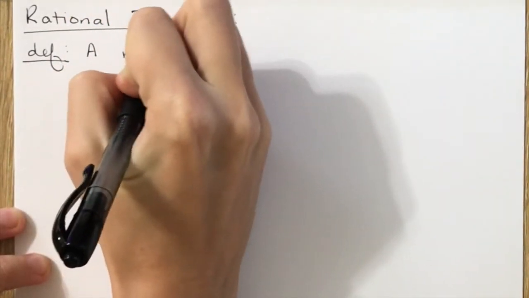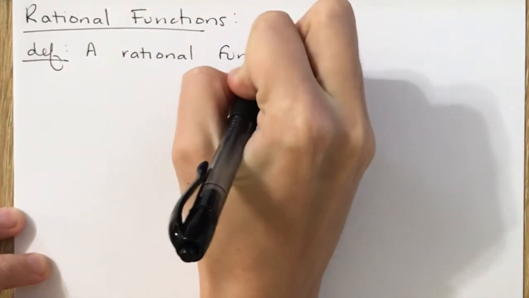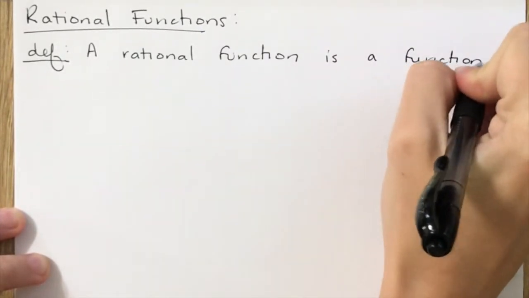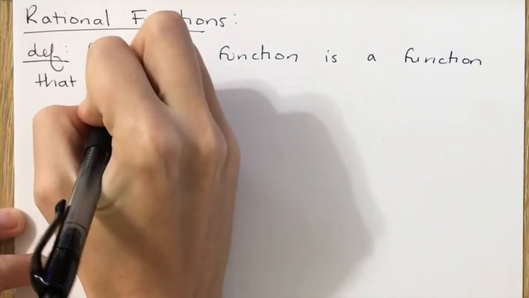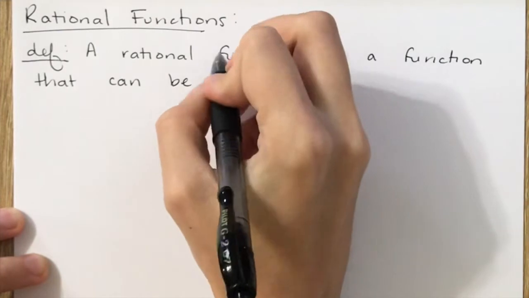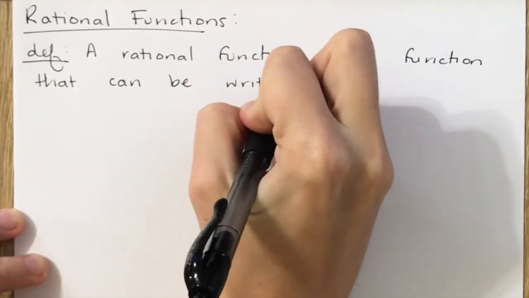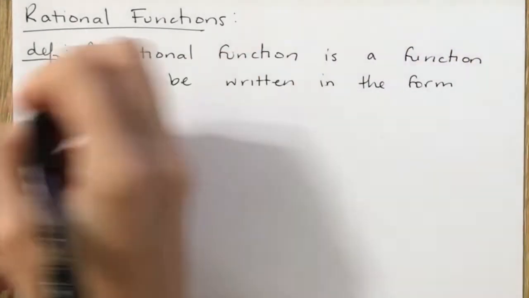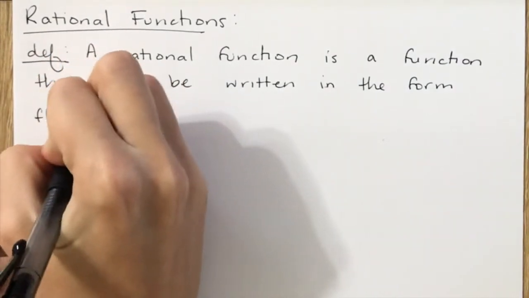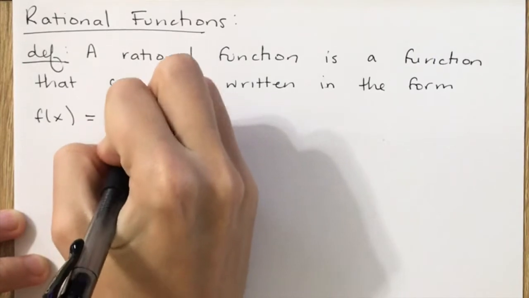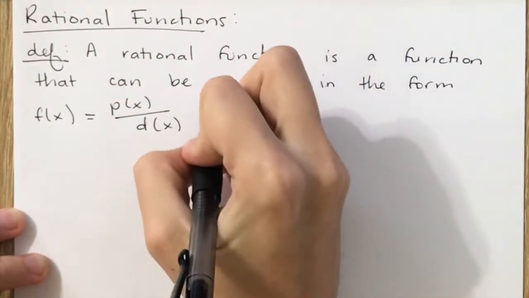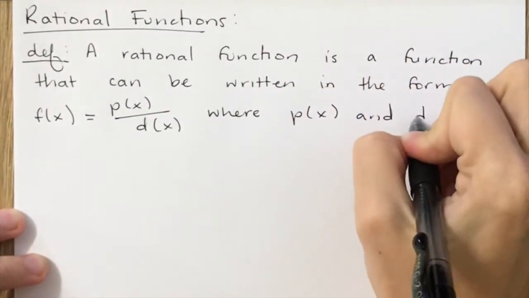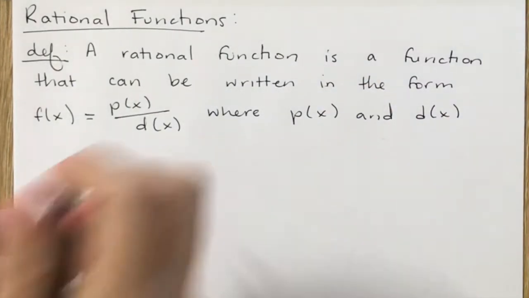A rational function is a function that can be written in the form f of x equals p of x over d of x, where p of x and d of x are polynomials.